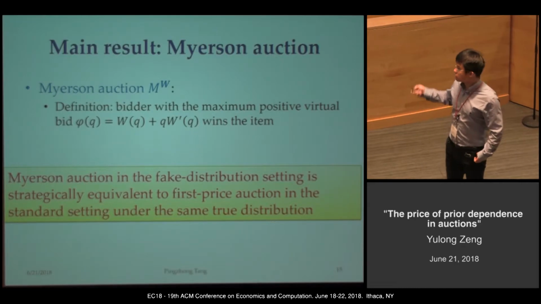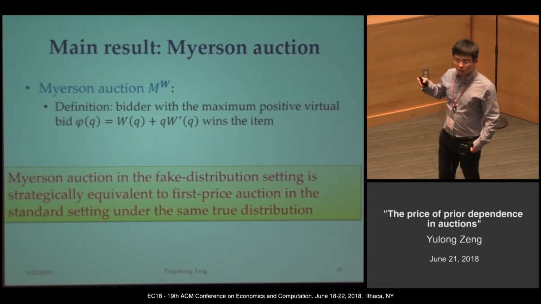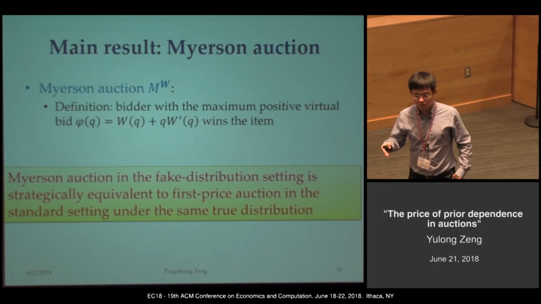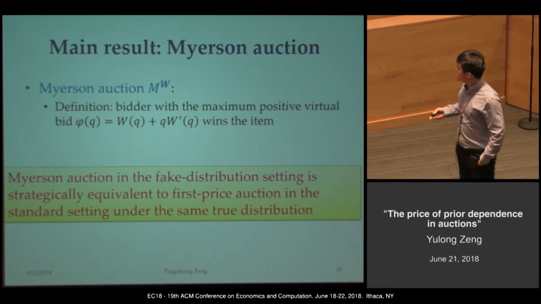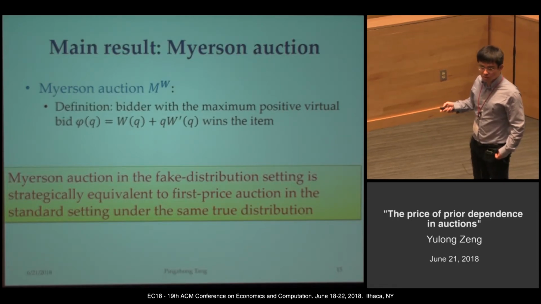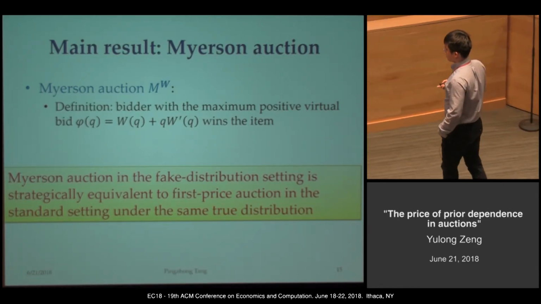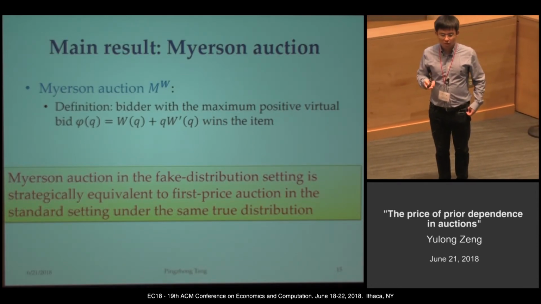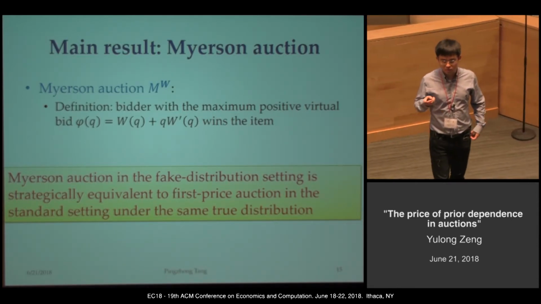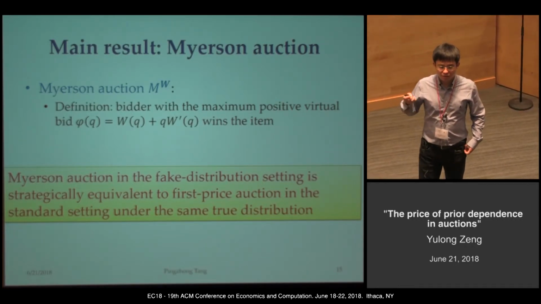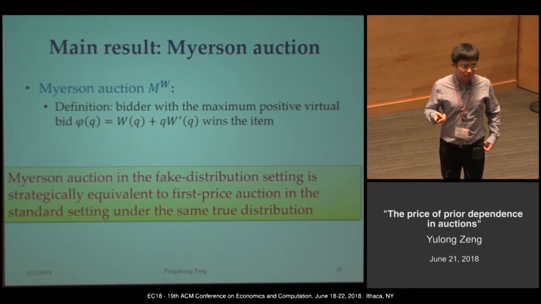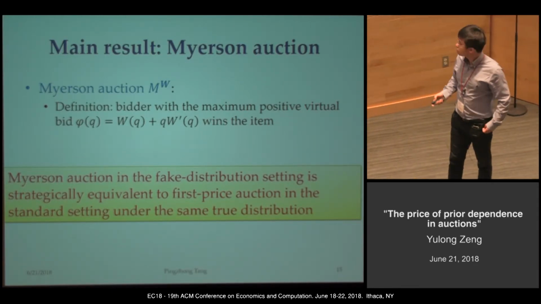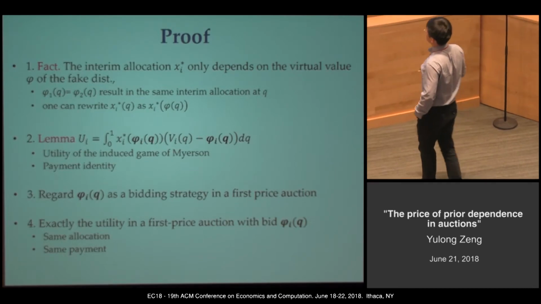So this is the strongest form of equivalence between games. So this implies revenue equivalence, payoff equivalence, whatever kind of equivalence you want to have. So in other words, the revenue of Myerson auction reduced to first price auction in the standard setting. So you spend all your trouble finding data, designing prior dependent mechanisms, and then you can only get a revenue for the first price auction. So let's see the proof.